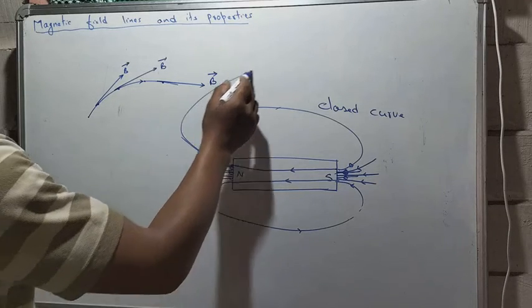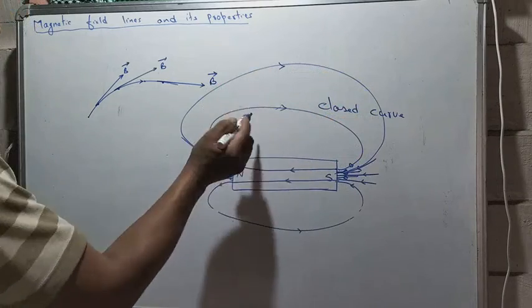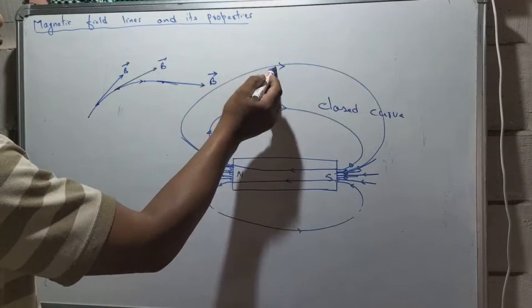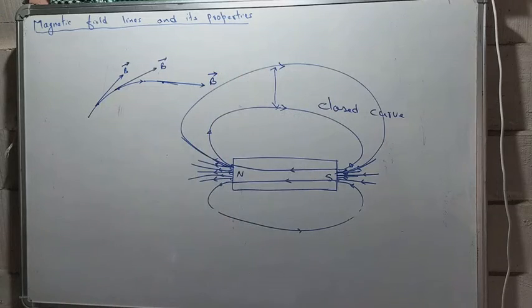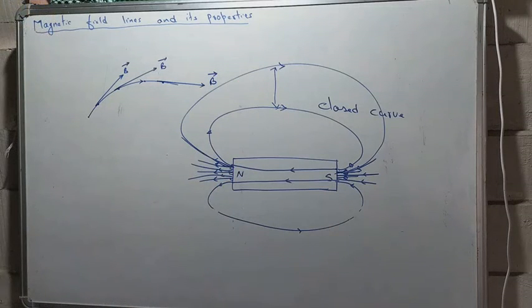However, if you go away from the magnet, you will find the distance between the lines is large. When the distance between the lines is large, it means the magnetic field in this region is weak. So these are some of the important properties of magnetic field lines.